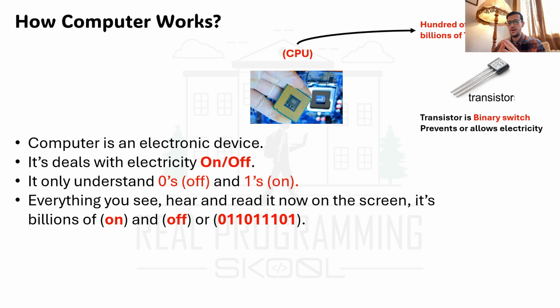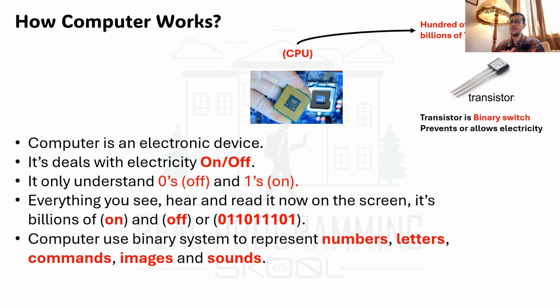Everything you see, hear, or read now on the screen is billions of on and off, or 0011110. Everything you see me now, you hear me now, the computer takes and represents as 0 and 1, on or off. It changes it to the binary system. So the computer uses the binary system to represent numbers, letters, commands, images, and sounds.